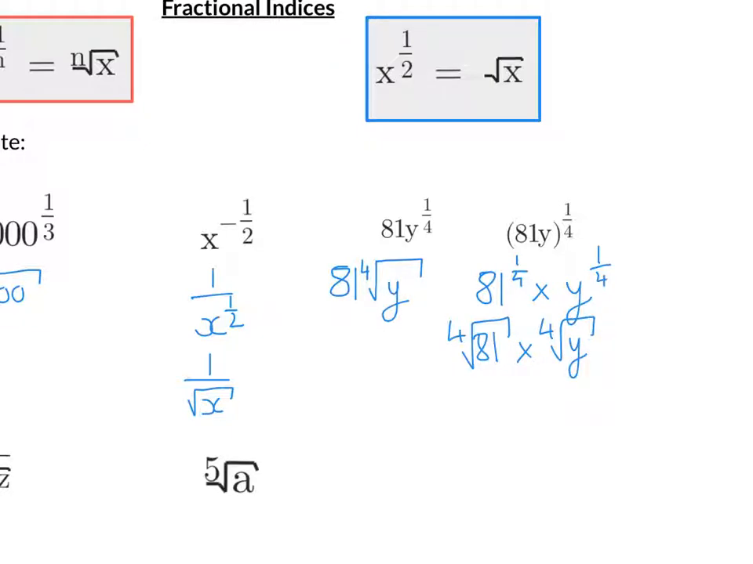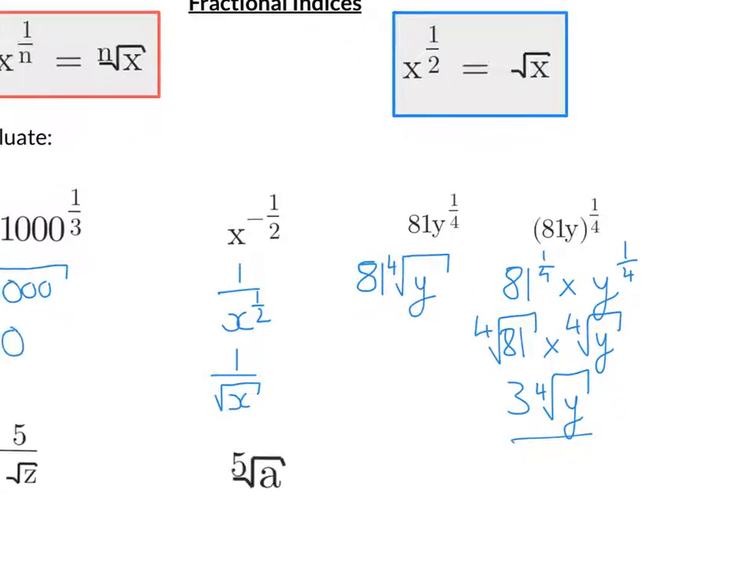Now, the fourth root of 81 is 3. So it's going to be 3 times the fourth root of y. There's my answer. Last couple here.